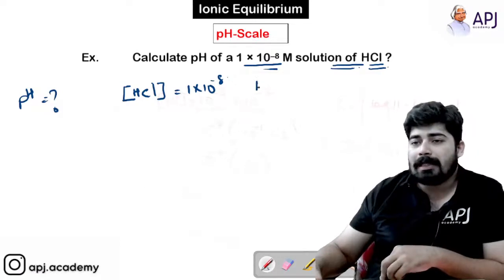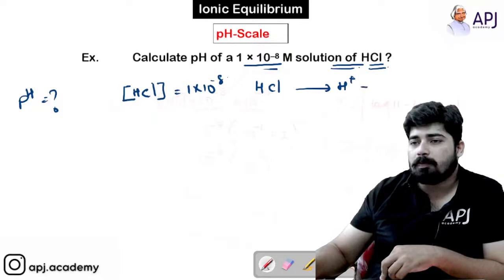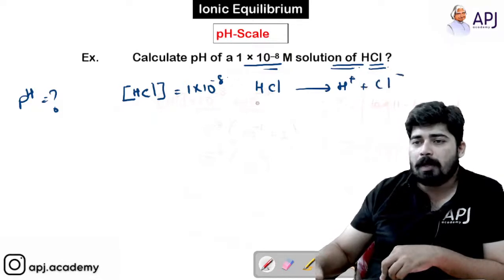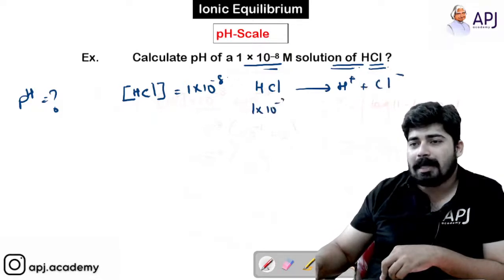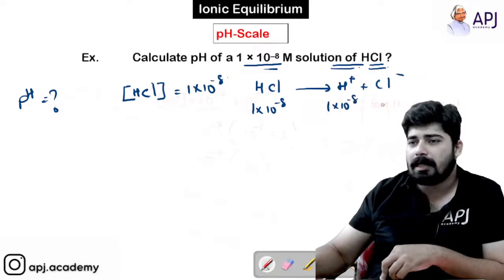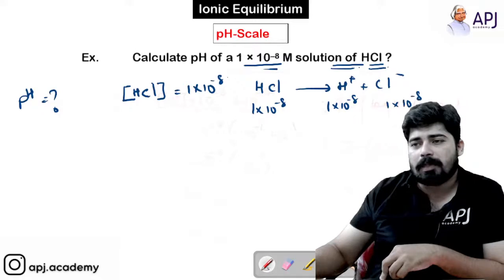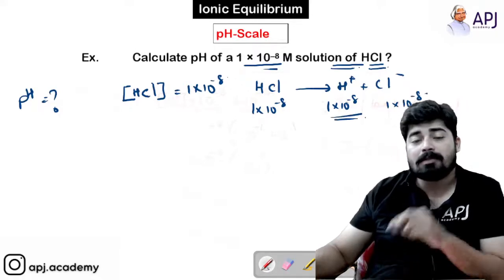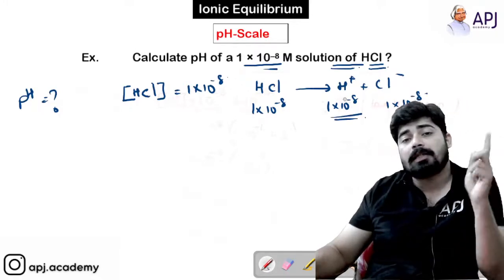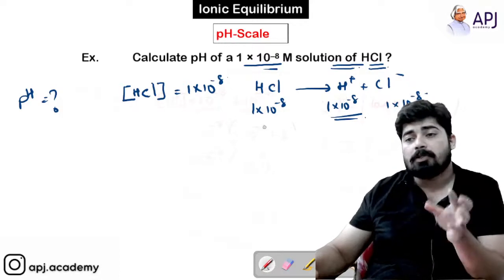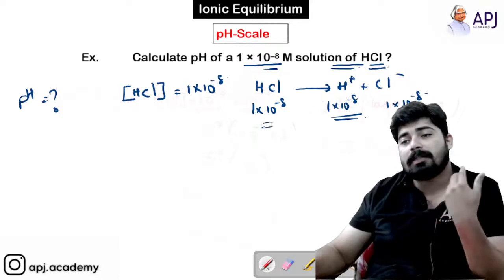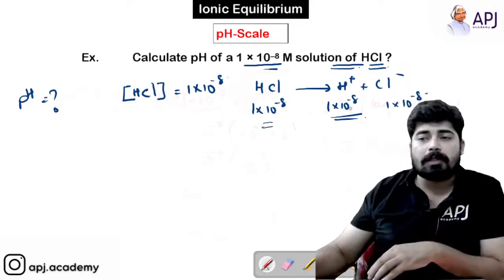So we know that HCl is a strong electrolyte. It will dissociate to give H plus and Cl minus. If you are taking 1 into 10 raised to minus 8 molar HCl, then obviously H plus will be 1 into 10 raised to minus 8 and Cl minus will be 1 into 10 raised to minus 8, no doubt. Since HCl is a strong electrolyte, it will dissociate 100%, so obviously the H plus value will be 1 into 10 raised to minus 8.